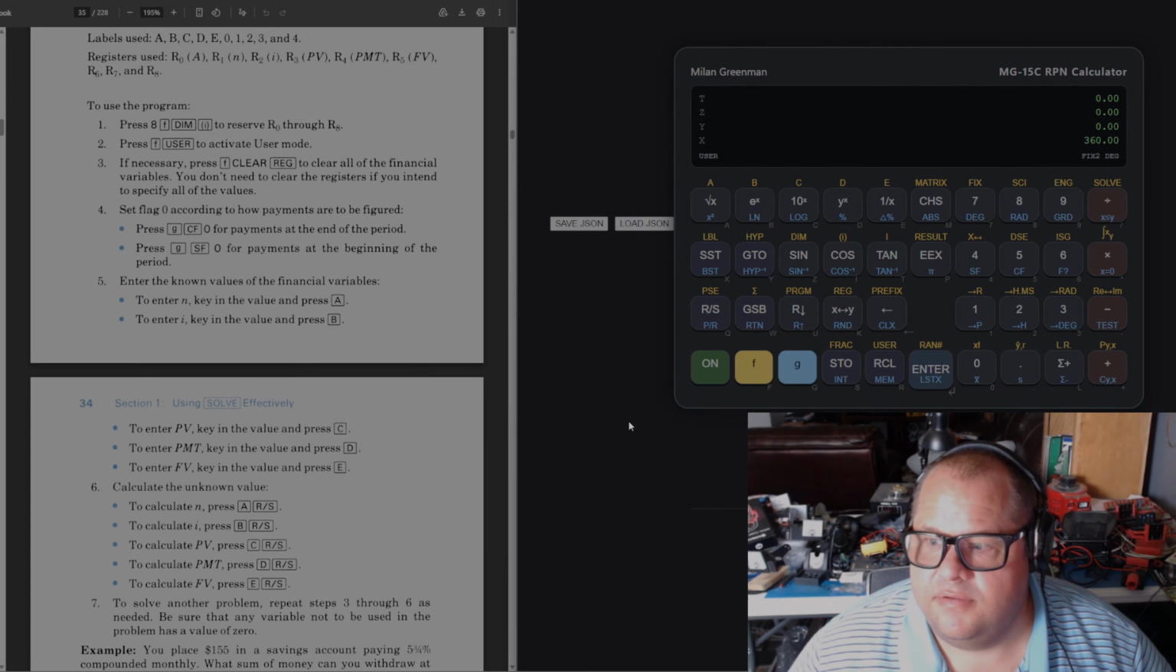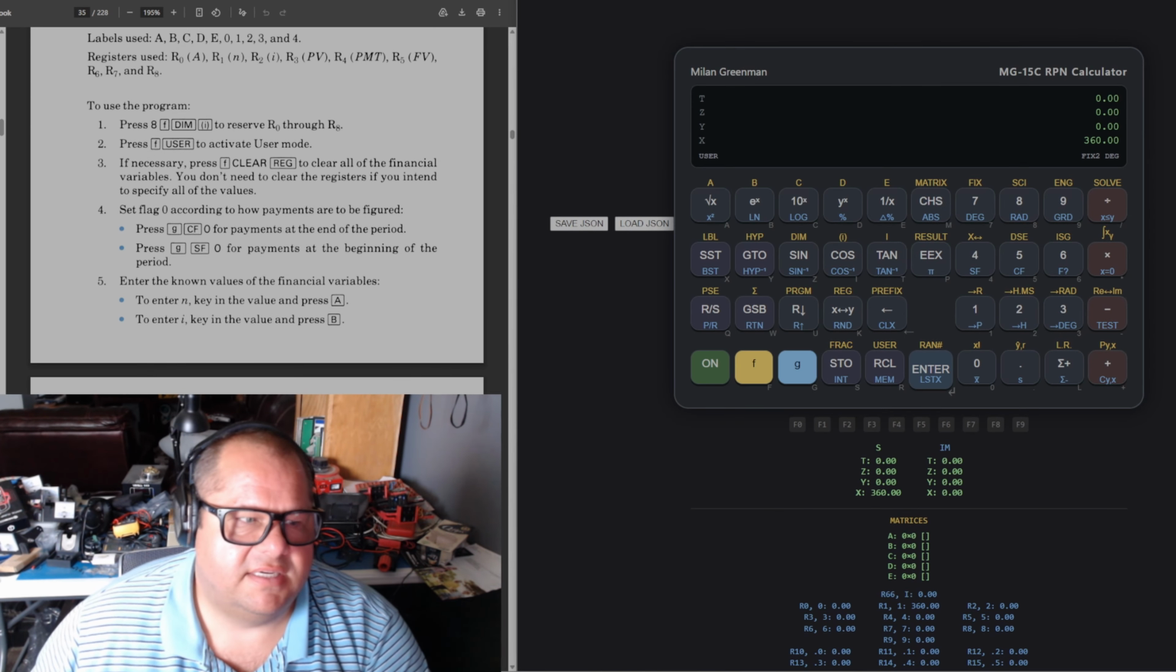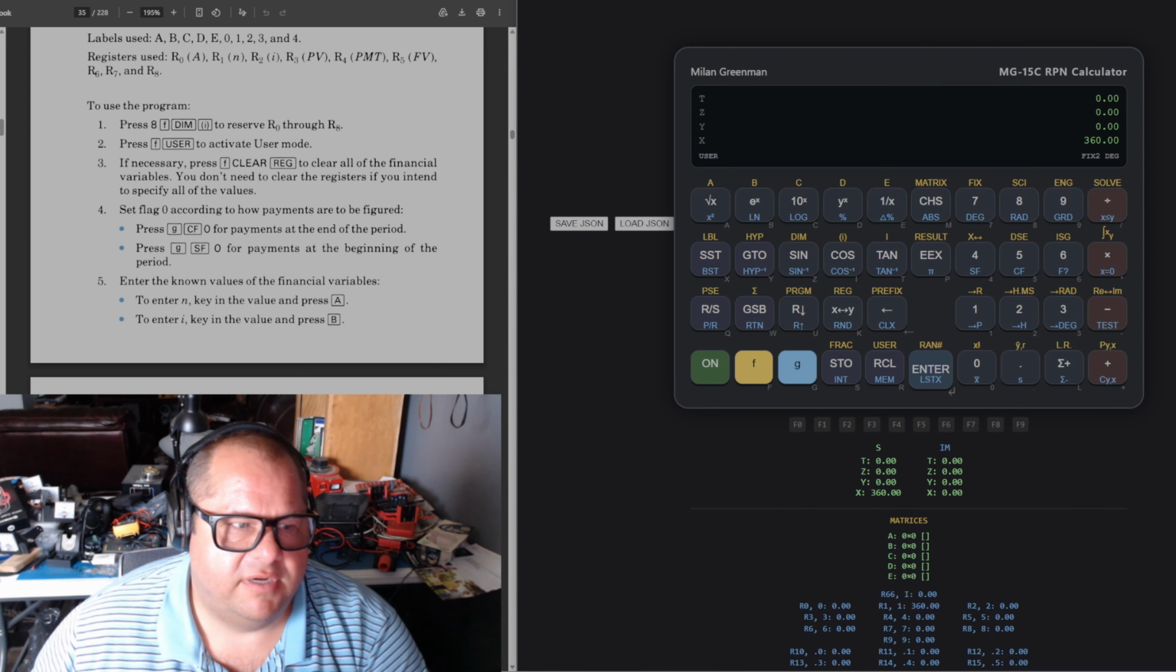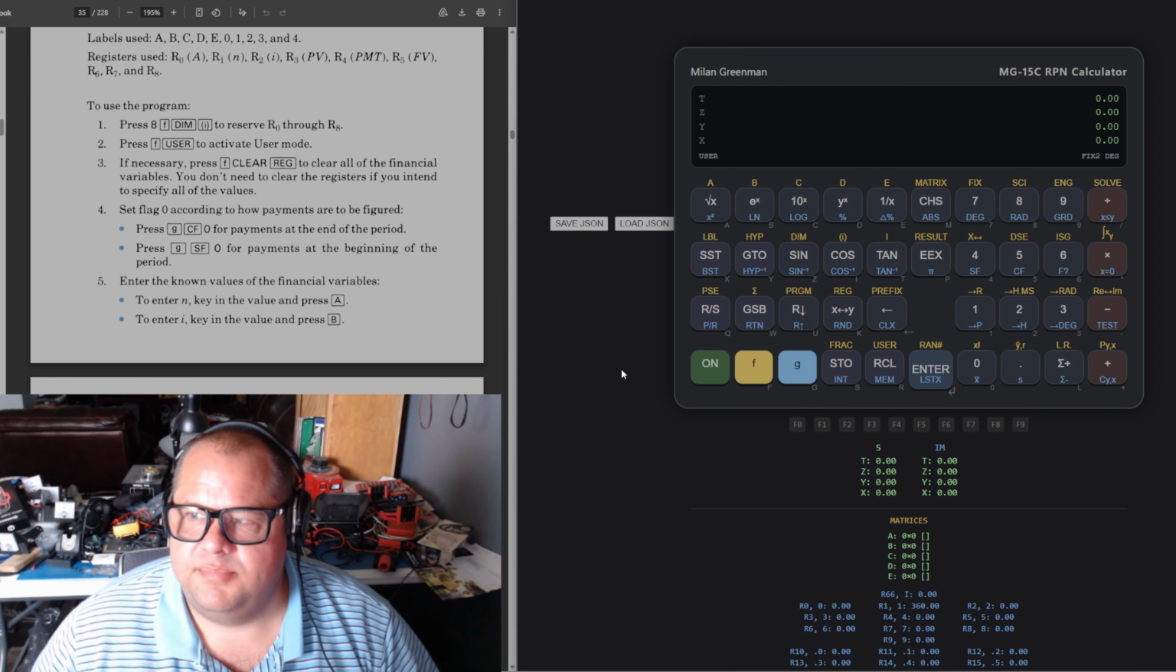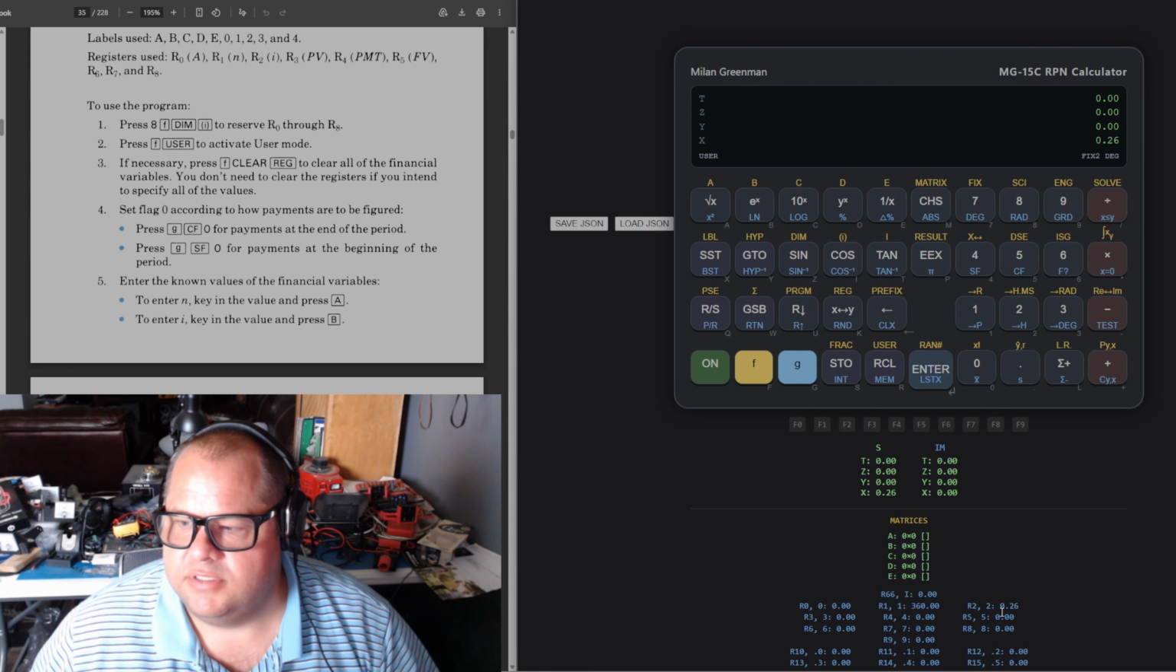Press A. Notice that the 360 went into R1, which was the memory register for the number of terms. My interest rate is 3.125% APY, so 3.125. However, we need to convert this to the monthly rate as well. So we can divide that by 12, and then we will press B, and notice how the interest rate is in memory register 2.